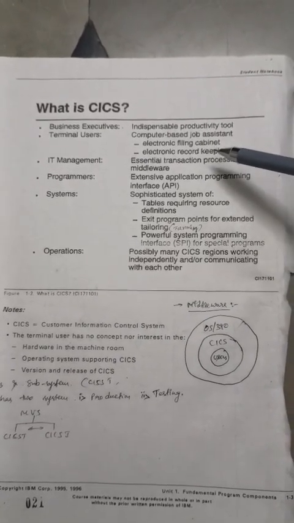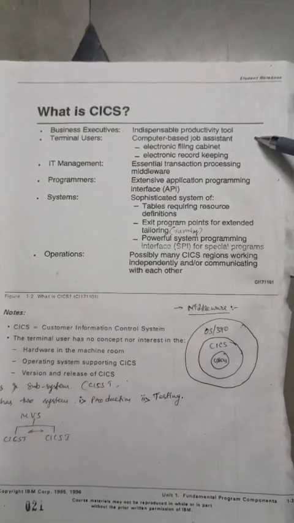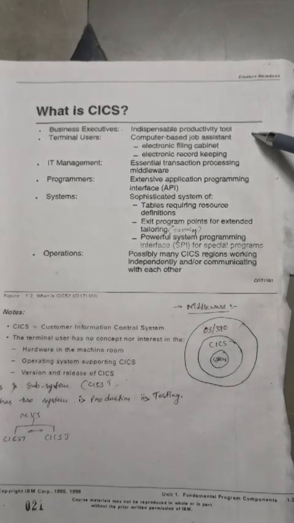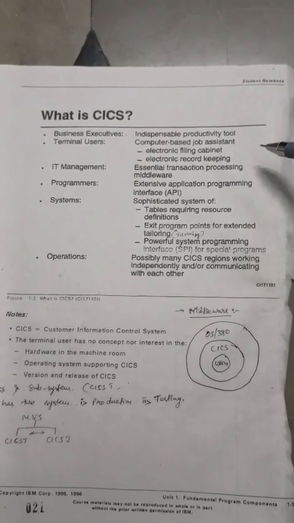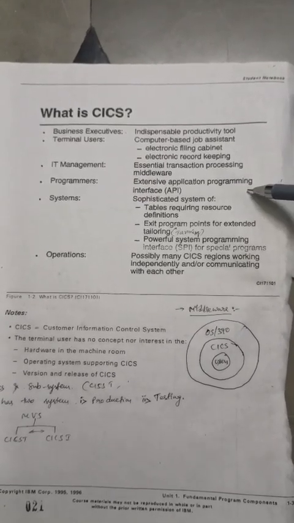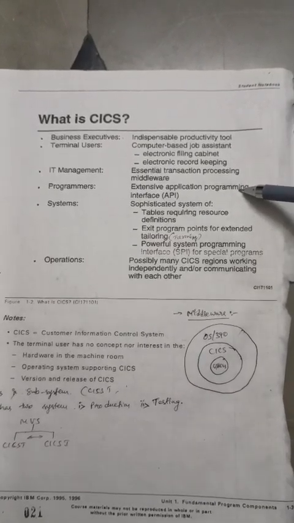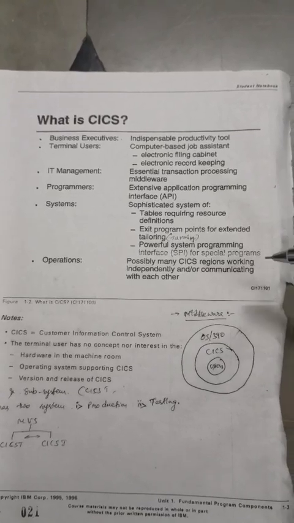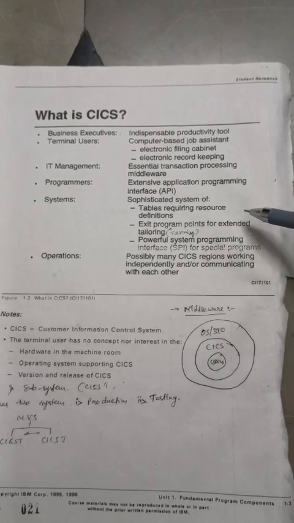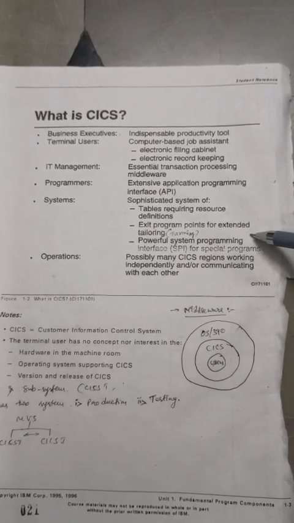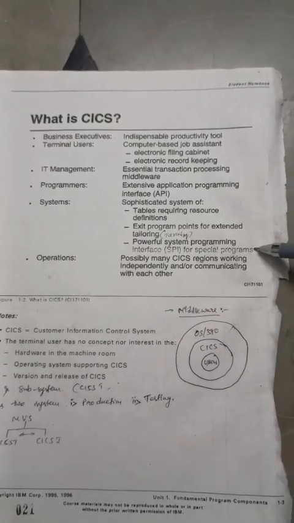Each department has a different purpose for CICS. Business executives call it an indispensable productive tool, and the terminal user calls it a computer-based Java assistant. IT management people call it an essential transaction processing middleware. Programmers call it an extensive application programming interface. Systems people define the tables requiring the resource definition and exit program, pointing to particular extended tailor programming, and the powerful system programming interface for SQL programs.